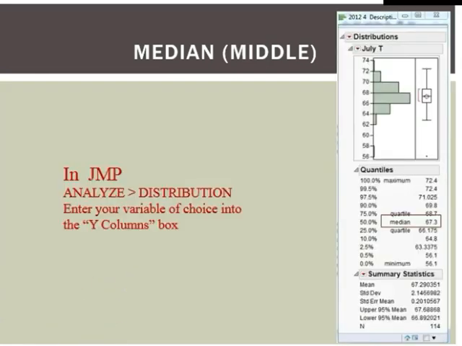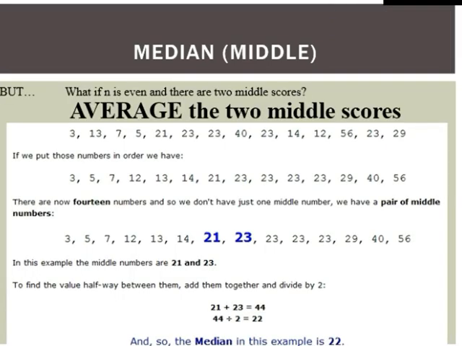In JMP, you find the median from that same platform that we got the mean from. It's just in a different spot. It's right up here listed within the quantiles. There would be the median. So Excel and JMP will both figure this out for you, but if you had an even number of observations, so there was no middle value, you simply are going to take the mean of the two nearest the center, right? So in this case, the median would be 22.